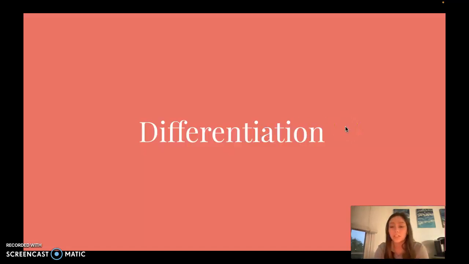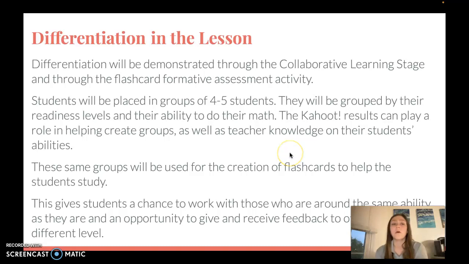So differentiation in this assignment, like we talked about, will mainly be demonstrated throughout the collaborative learning stage and through the flashcard activity, because they will be placed in those groups of 4 to 5. And differentiation can be picked out through how the teacher knows their students, how well the teacher understands the students' ability to do things, and also the Kahoot results from earlier will help determine the groups based on their ability to do that addition.